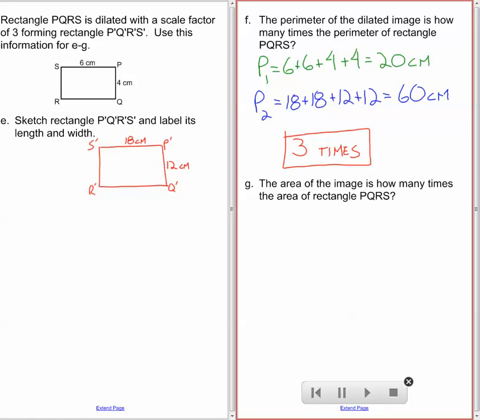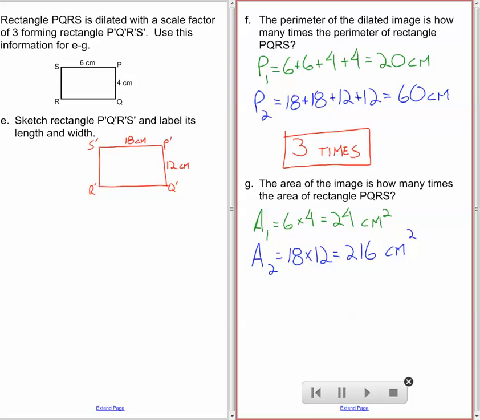Well, 60 is 3 times 20. So this perimeter is 3 times as large. And remember, the scale factor was 3 as well. So it's 3 times larger. Let's see if that holds up with area here. The area of the image is how many times the area of rectangle PQRS? Okay, well, the area of PQRS would be its base 6 times its height 4, which is 24 centimeters squared. And the area of P prime, Q prime, R prime, S prime would be 18 times 12, which is 216 square centimeters. Well, 24 times 3 is not 216. Okay, so it's not 3 times bigger.